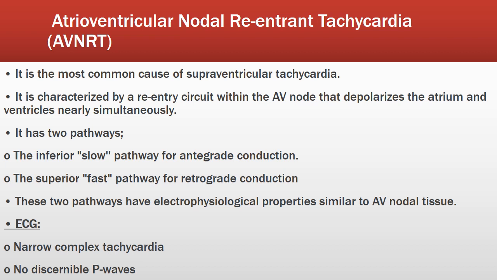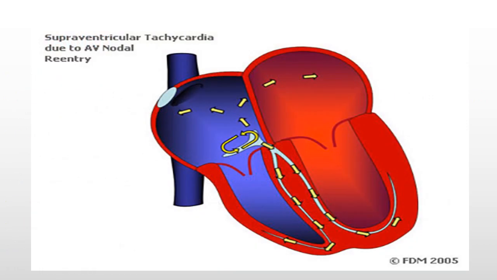These two pathways have electrophysiological properties similar to the AV node. The ECG will show a narrow complex tachycardia, that is tachycardia with normal QRS complexes. There will be no discernible P waves, that is P waves are buried within the QRS complexes because the circuit is short and conduction is rapid. This picture is showing AVNRT with a re-entry circuit in the AV node.